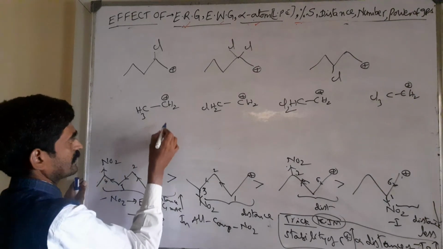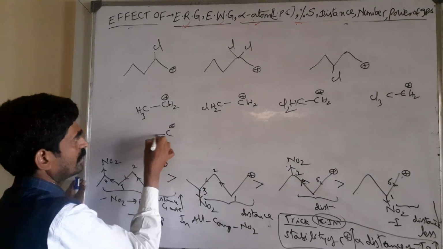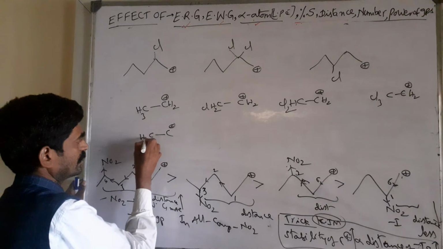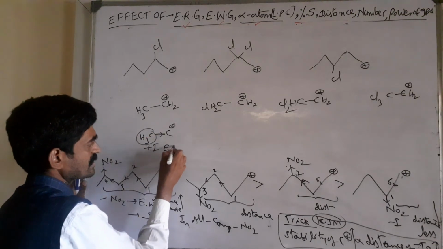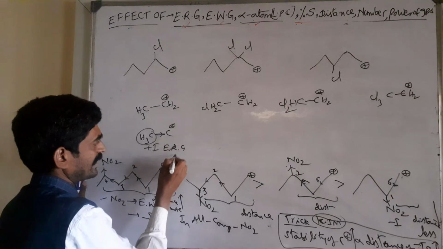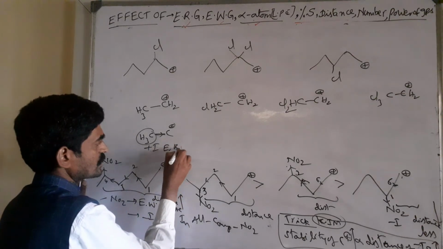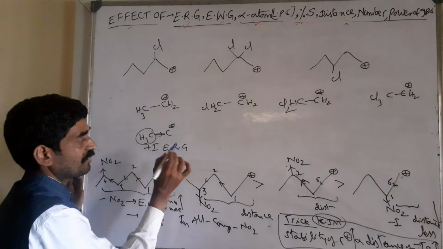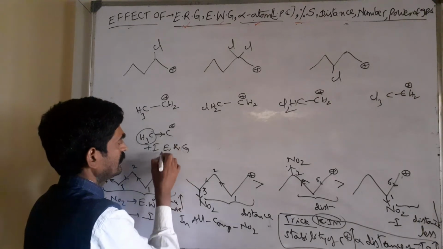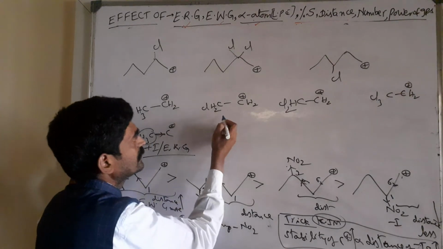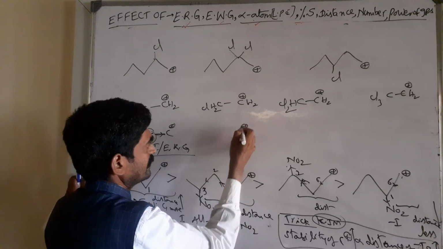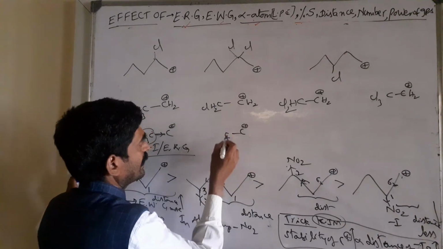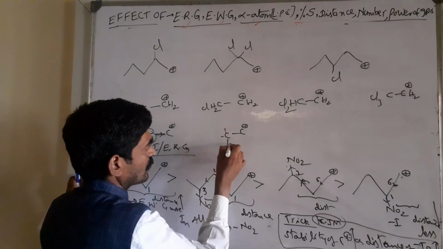See, first we'll do this one. The carbon carrying positive charge, and here a methyl group is bonded. You know, the methyl group is an electron releasing group, a plus I group. It releases electrons to the carbocation, so because of that, it is readily stabilized. Next one: this is the carbon carrying positive charge, here one or two hydrogens are there, and chlorine is bonded.